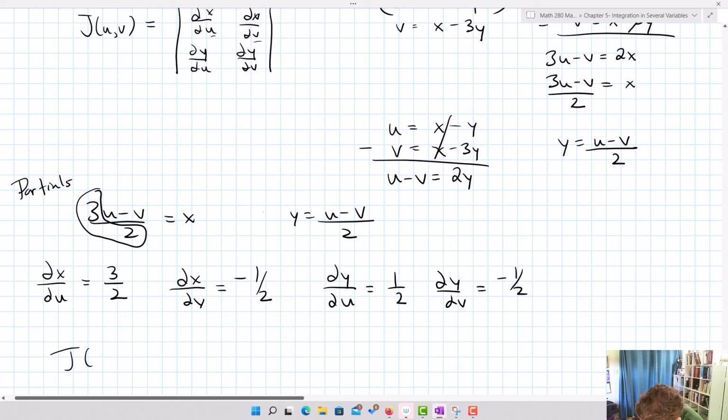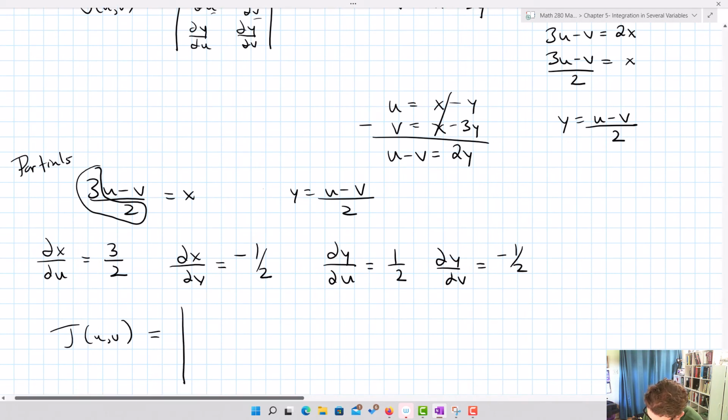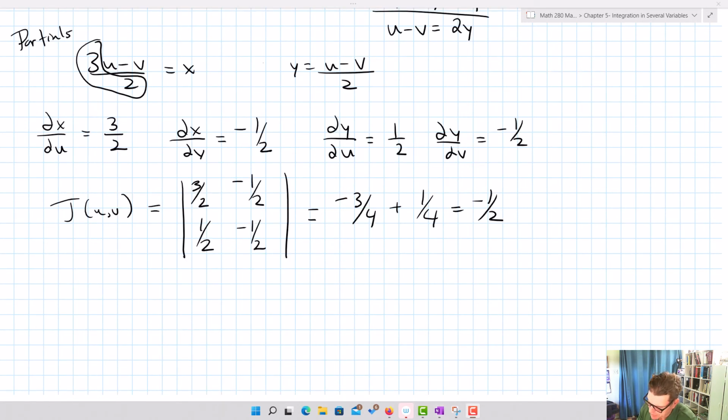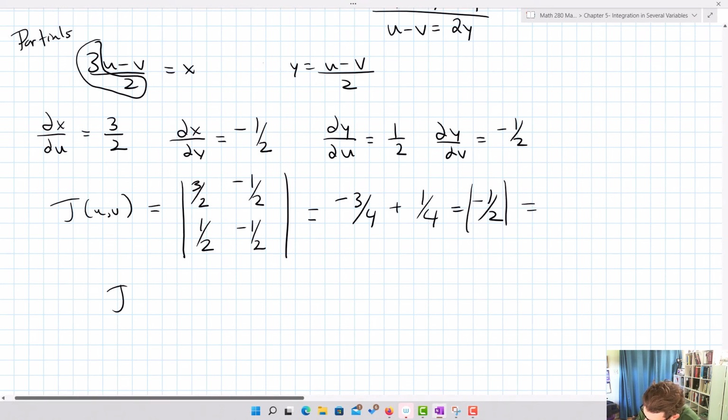Now our Jacobian, J of uv, is going to equal del x del u, that's 3 halves, then del x del v, negative 1/2, del y del u, 1/2, and del y del v, negative 1/2. This ends up giving me negative 3 over 4 plus 1 over 4, which equals negative 1/2. And that's my Jacobian. Now remember, we want the absolute value because it's an area, so the absolute value of negative 1/2 is just 1/2.